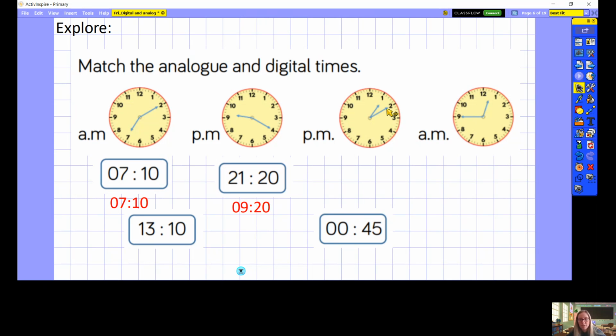Now I want you to pause the video and see if you can work out the last 2 times and write down the digital times for each clock. Pause the video now and have a go at those.